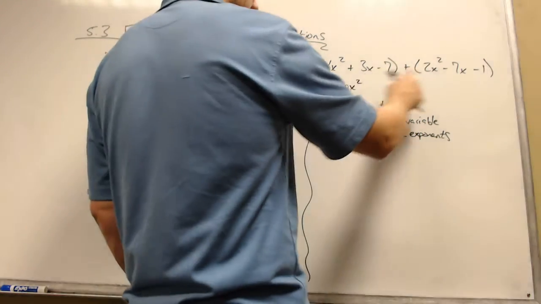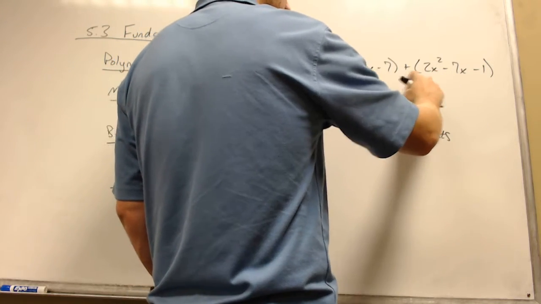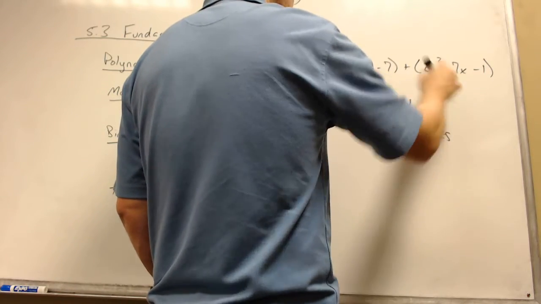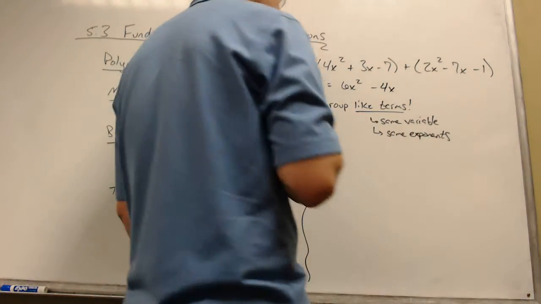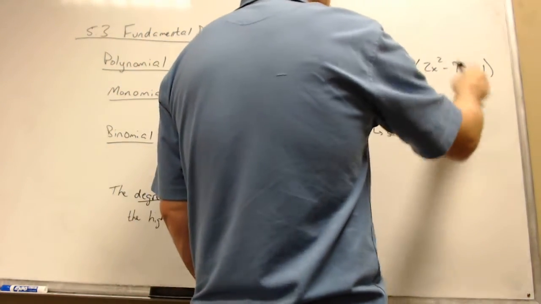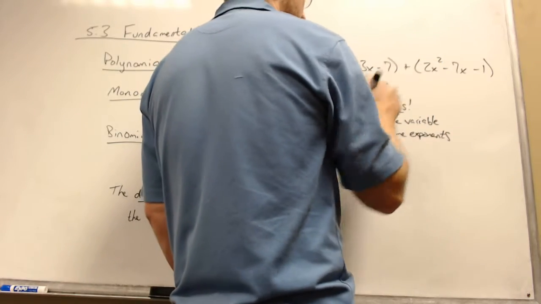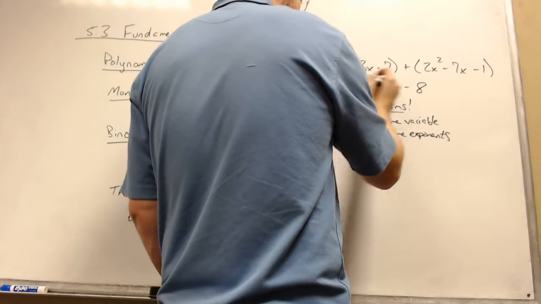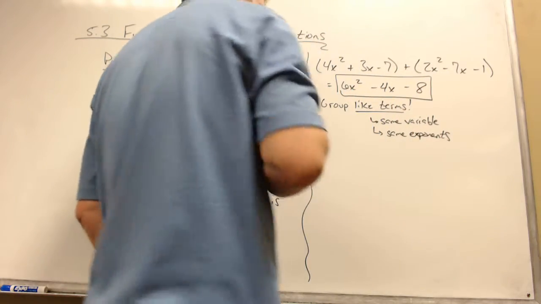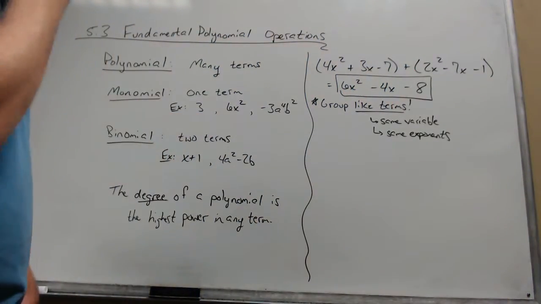We can group the x terms together, a positive 3x plus a negative 7x. Positive and negative should group together to get negative 4x. And then negative 7 plus negative 1, that would be both negative. We can add them up and get a negative 8. And that would be our final answer. Actually, we're just grouping together our like terms.